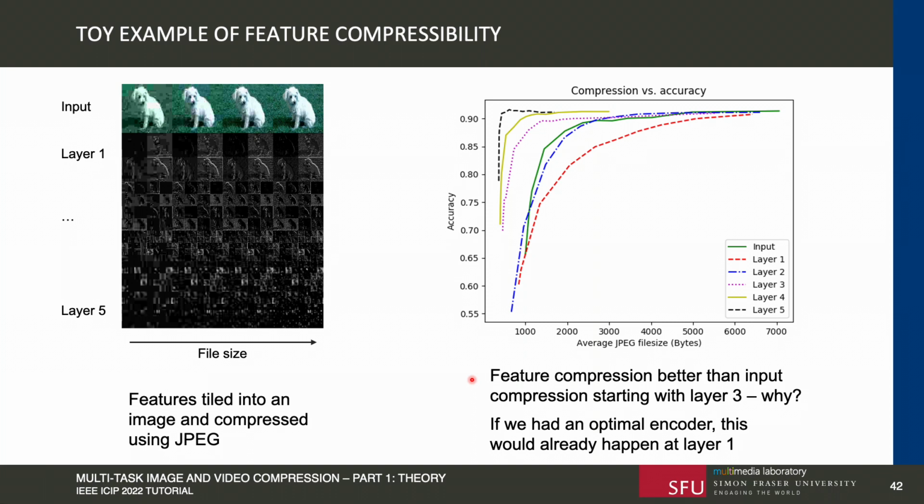predicts. However, we still do see quite a bit of that behavior if we consider the trends here. So for example, we do see that layer 2 is more compressible than layer 1, and layer 3 more than 2, and so on. So we do see this trend. And in fact, features do become more compressible than the input if you go deep enough. So starting with layer 3, we do get better rate accuracy than compressing the input. So some trends, some behaviors predicted by the theory can already be observed with practical suboptimal codecs.